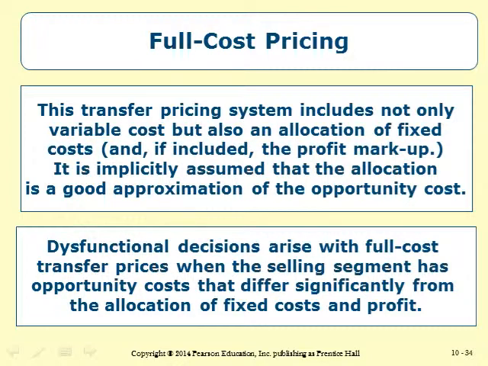However, there's no guarantee that adding an allocation of fixed cost, with or without an additional profit component, is a good approximation of the opportunity cost. Yet it may be a better approximation than assuming a zero opportunity cost. Dysfunctional decisions arise with full cost transfer prices when the selling segment has opportunity cost that differs significantly from the allocation of fixed costs and profit. In our example, suppose the fabric division has excess capacity and thus nearly zero opportunity cost.